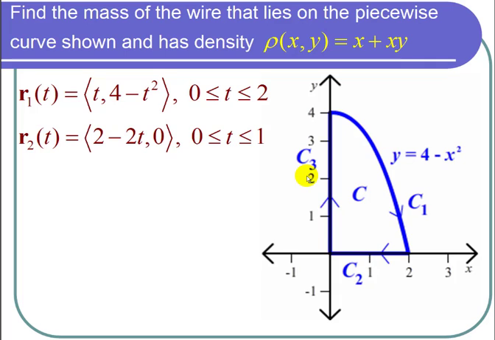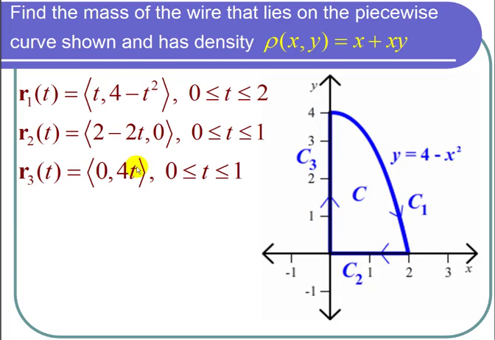For C3, it's on the y-axis, so x is 0, and y is 4t, with t going from 0 to 1, because when t is 0, we want to be at 0 for y, and when t is 1, y is 4.